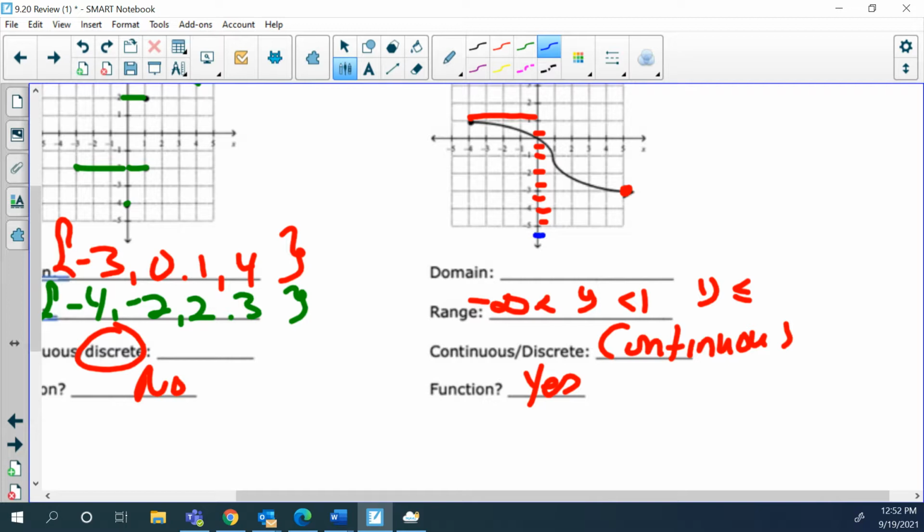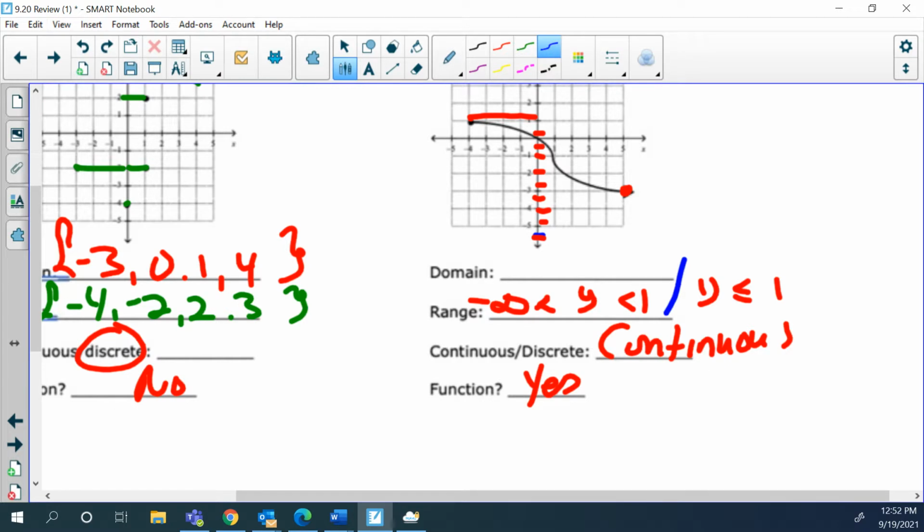-5, -6. Sorry, use the red. -6, all the way to infinity. All right? So the y values are all less than or equal to 1. So that's another way I could write my answer. And we'll talk about this in class tomorrow or on Monday.